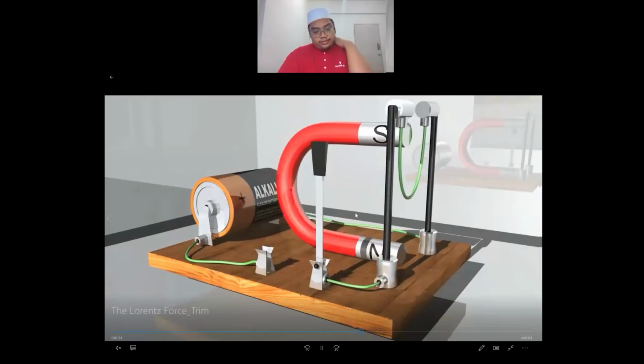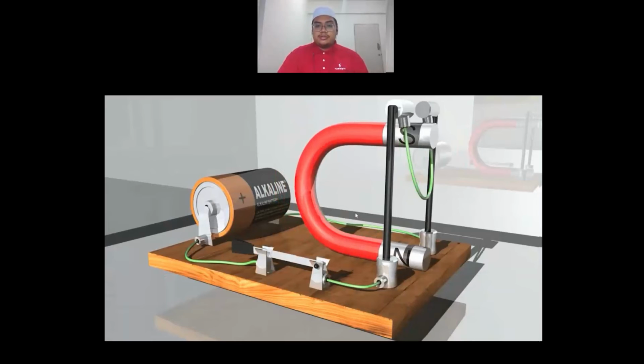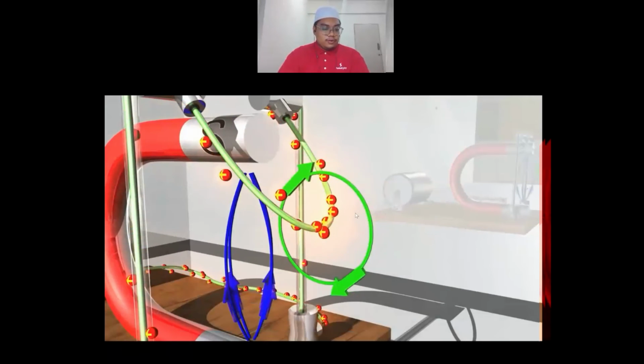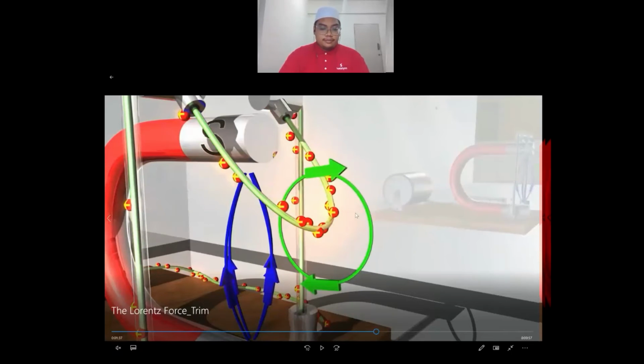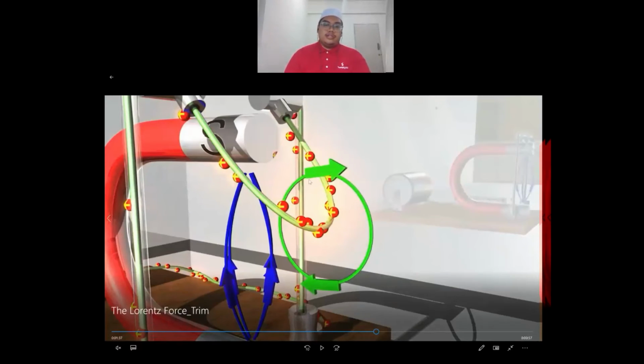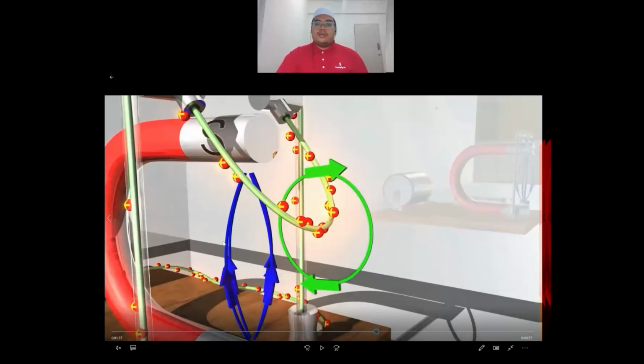Let's see what happens when electricity runs through the wire. The wire will swing forward because it creates a different direction of magnetic field. The green is the direction of the magnetic field from the electron, and this blue is the magnetic field created by the magnet. So it's a different magnetic field, so it cannot be in the same space, so the wire is moving forward.